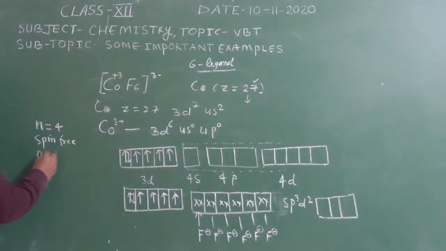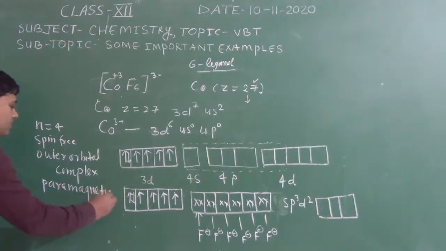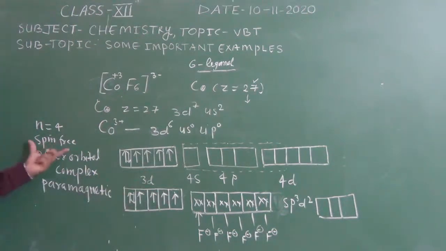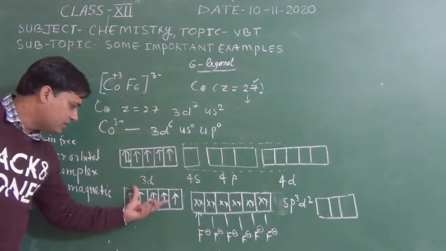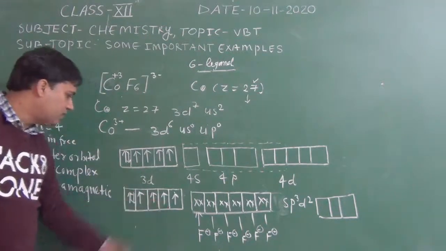This is called an outer orbital complex. It is spin free, and it is paramagnetic because it has unpaired electrons. So it forms outer orbital complexes. It is spin free because there are 4 electrons which are not paired, and it is paramagnetic because the number of unpaired electrons is 4.